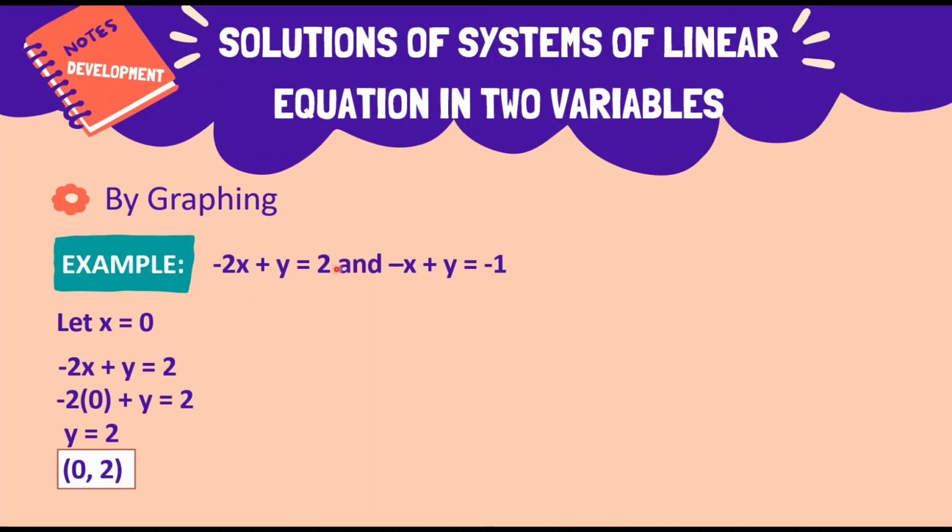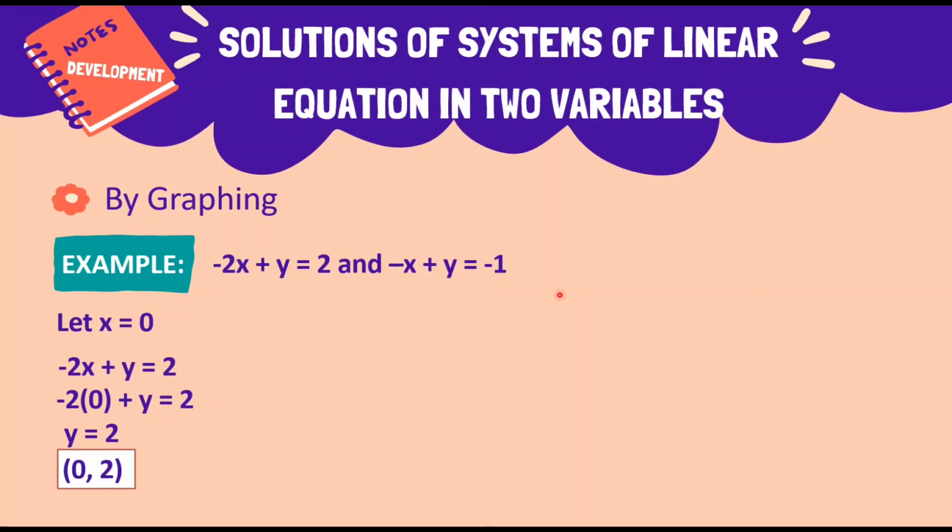So let us find out the second ordered pair. Bakit kailangan natin ng second ordered pair? In order for us to connect the points on our Cartesian coordinate plane. So from that, magkakaroon tayo ng another equation of the line. Saan naman yung manggagaling? Dito sa ating second equation. And from that, we can have the intersection of the two lines. So doon natin makukuha ang solution of systems of linear equation in two variables.